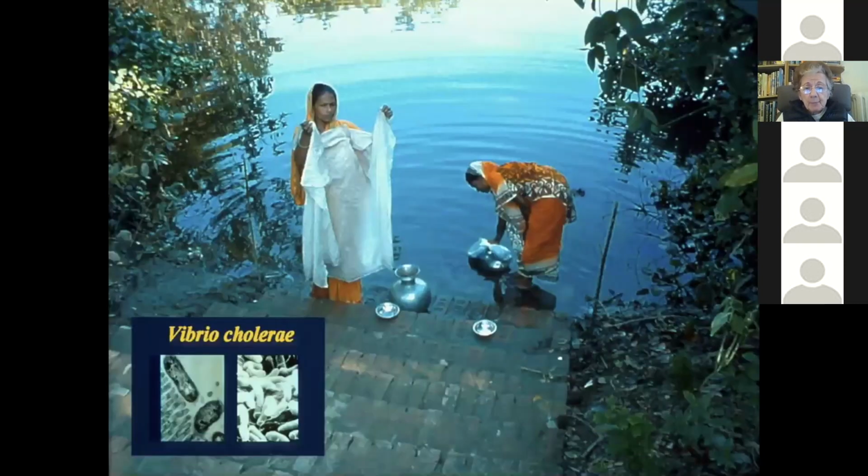And by training women to be extension agents and go out to the villagers, as this extension agent is doing, to train the other women how to provide clean water for their families using the sari cloth filtration. May I have the next slide, please?